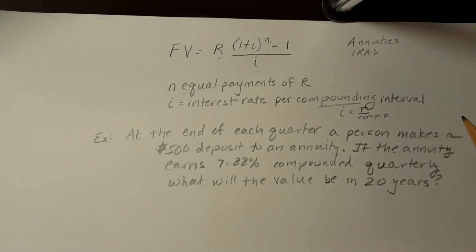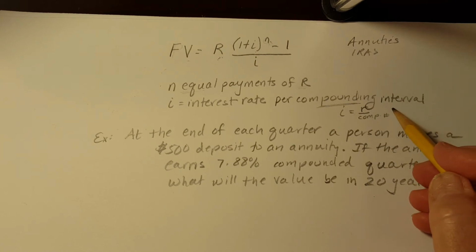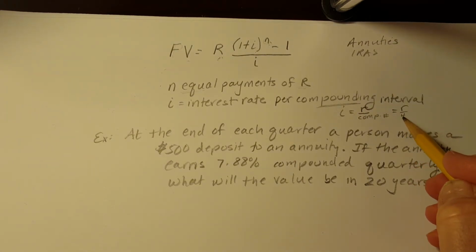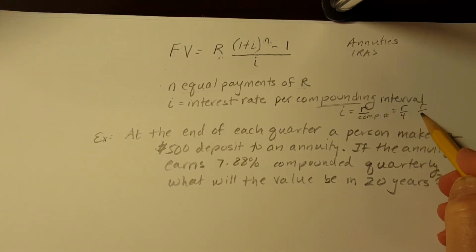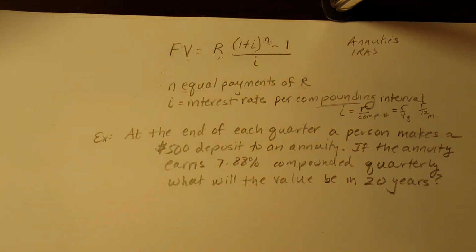Okay, so the variables have changed a little bit. So say it's quarterly, then I would be R over 4. Say it's monthly, R over 12. So that would be if it was quarterly, this would be if it's monthly. So I think that probably makes sense based on what we've done in the past.